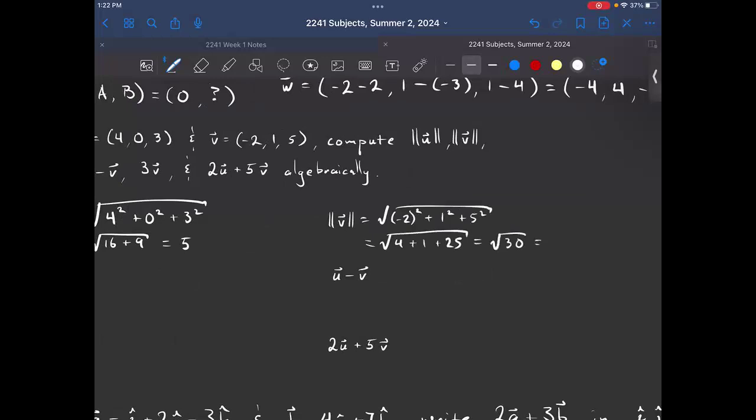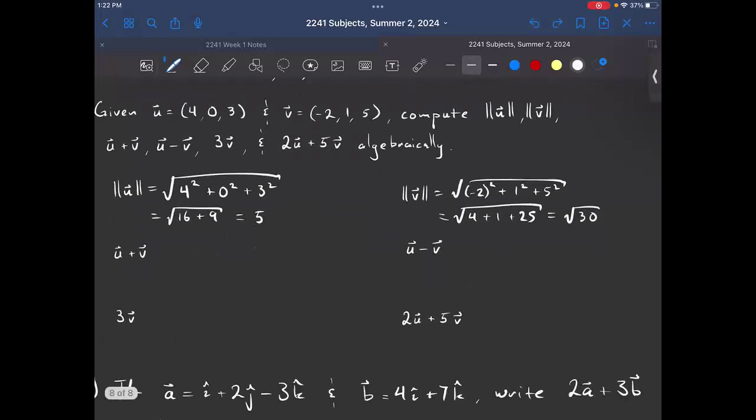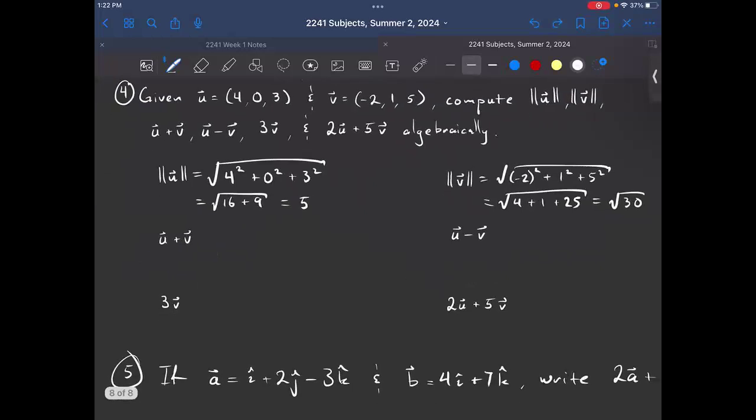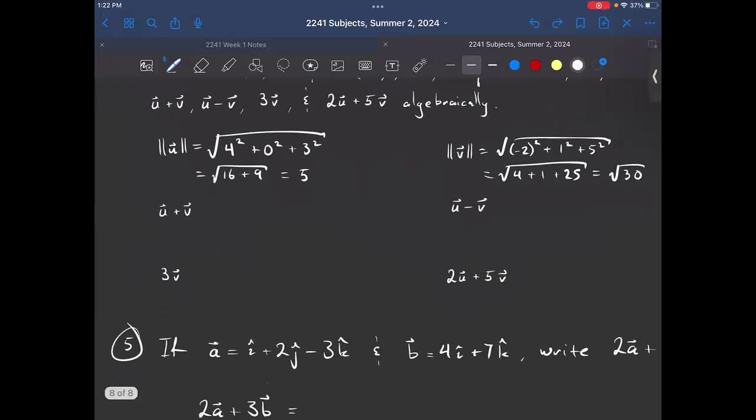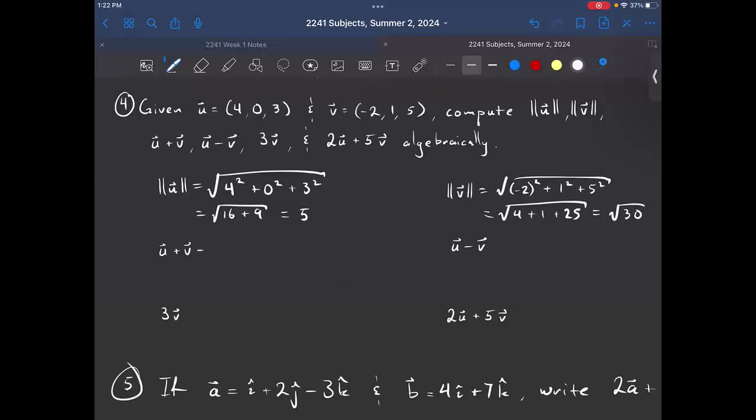You can rewrite this if you want a little bit. Actually, no, you can't. There are no common factors, or no square factors in that number. All right, so there's our two norms. Now what about the sum and difference of u and v? So now we're doing this algebraically instead of visually or geometrically. So 4, 0, 3 coordinates plus minus 2, 1, 5 coordinates. And if we add these together by coordinates, we have 4 minus 2, 0 plus 1, 3 plus 5, and we get our vector 2, 1, 8 as the sum.